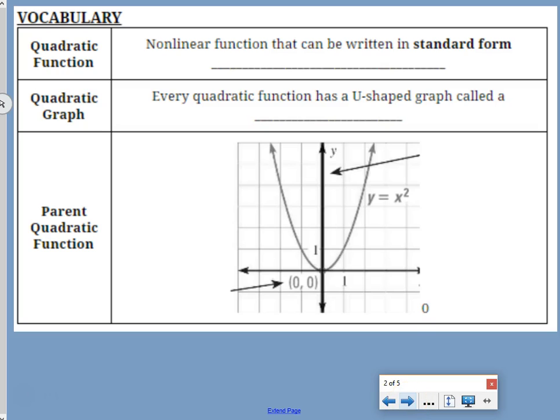Vocabulary for us: a quadratic function is a non-linear, so it's not straight, function that can be written in standard form as y equals ax squared plus bx plus c, where a does not equal 0. Because if a equals 0, then this first term would go away, leaving us with a linear function.